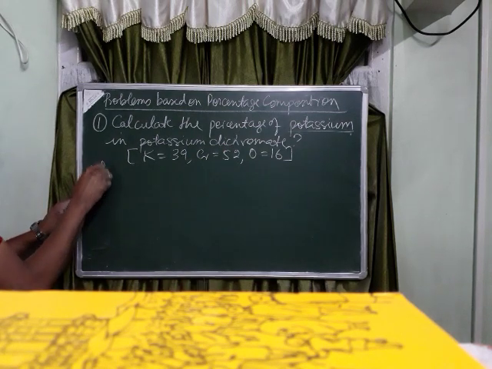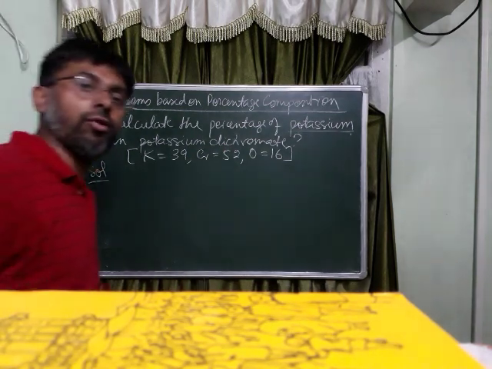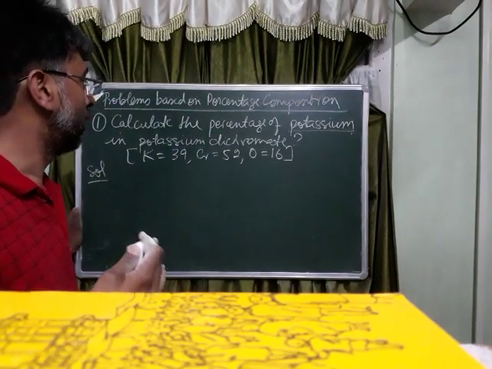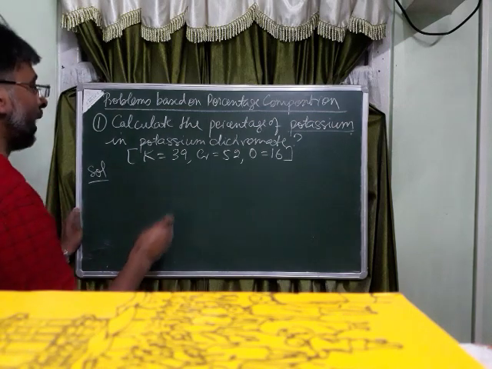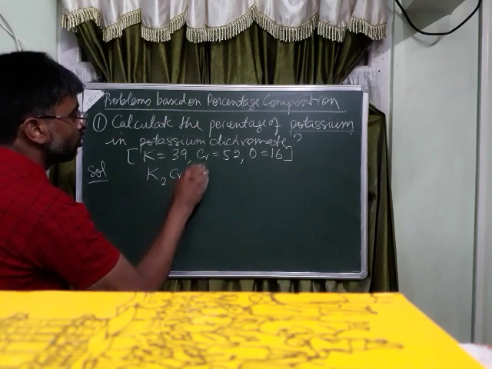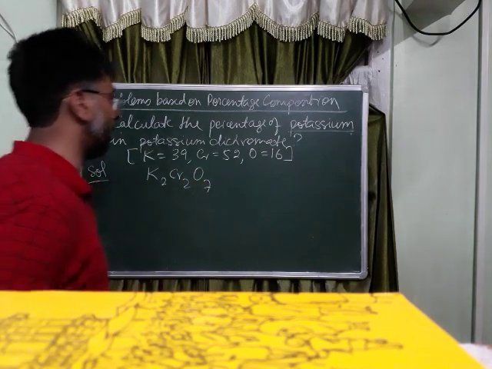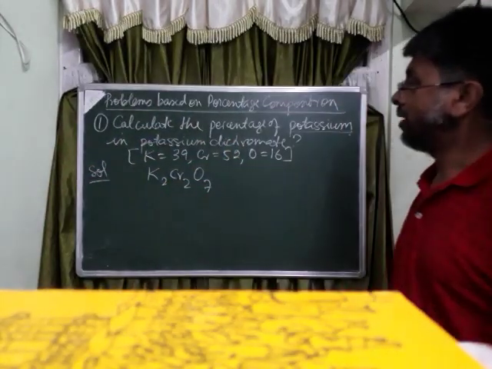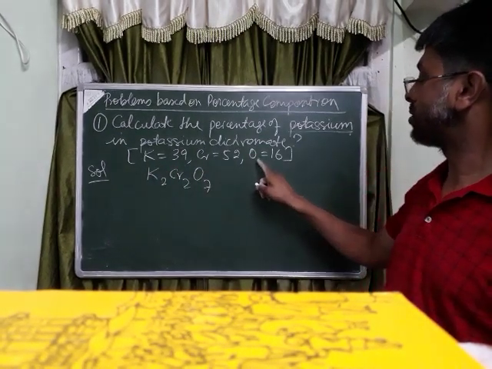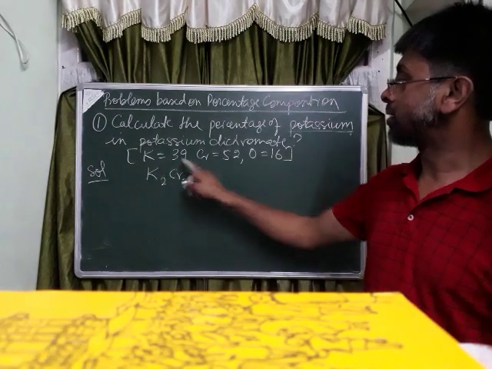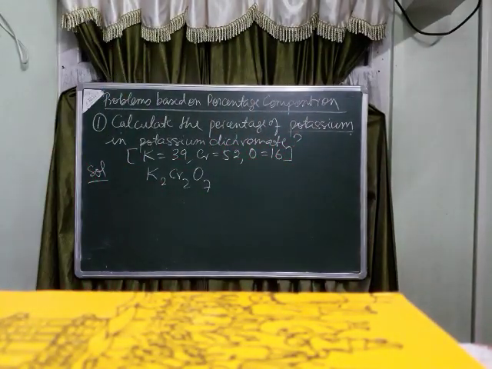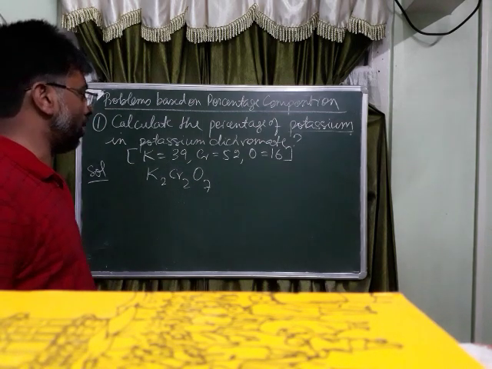If you go back and try to recall the formula of potassium dichromate from your previous class 9, class 8, which you have learned, the formula of potassium dichromate is K2Cr2O7. This is potassium dichromate formula. And in this question, the atomic masses of potassium, chromium and oxygen are given. Potassium it is 39, chromium is 52 and oxygen is 16. So it is very simple.